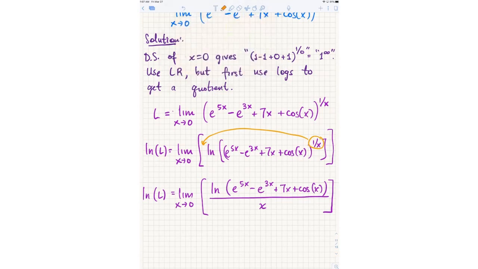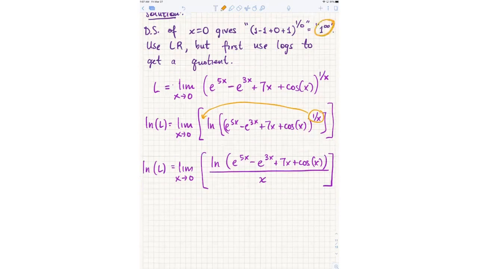Okay, good. Now we know that if we started with 1 to the infinity and I use logarithms properly, I should get either 0 over 0 or infinity over infinity, right? If I did everything correctly. But let's just make sure of that. So direct substitution of x equals 0 gives us, so double check, this whole expression I know just equals 1 if I substitute x equals 0. So I get ln of 1, which is 0, and the x in the denominator also gives me 0. So in fact, I do have 0 over 0. So now I can use L'Hopital's rule.